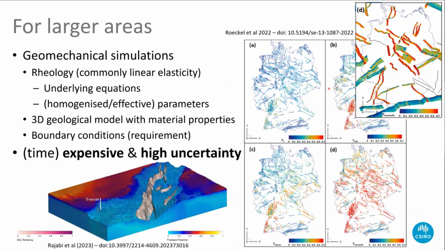So this is an example done in Germany by Mojtaba Rajabi at UQ to show you that it can be very expensive. This model has several million degrees of freedom, dozens and dozens of different rock units, each of them with an extensive literature review to calibrate against a lot of data. Fantastic work again, but still very expensive and highly uncertain.